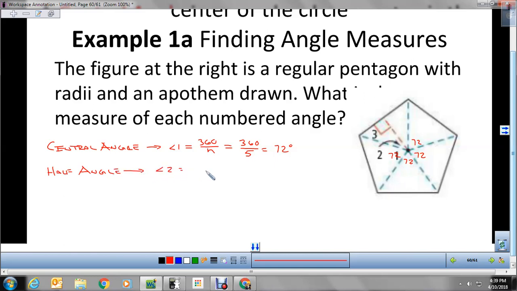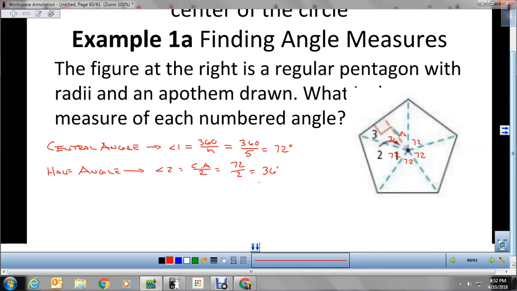So that is found by taking your central angle and dividing it by 2. So in this case, our central angle is 72 divided by 2, and so our half angle becomes 36 degrees. So now that means that this angle right here is 36. We cut it in half. This angle right here is also 36.